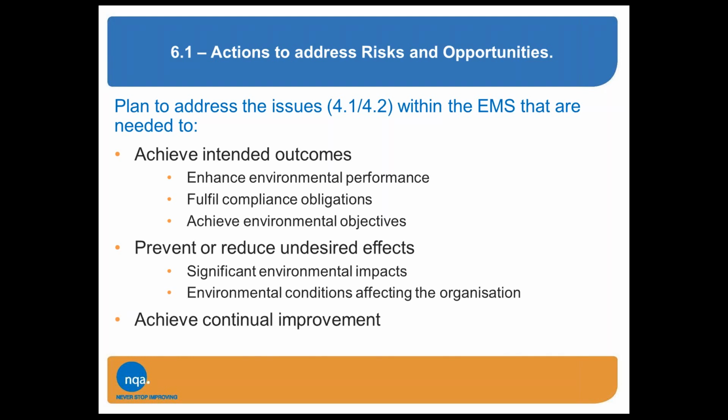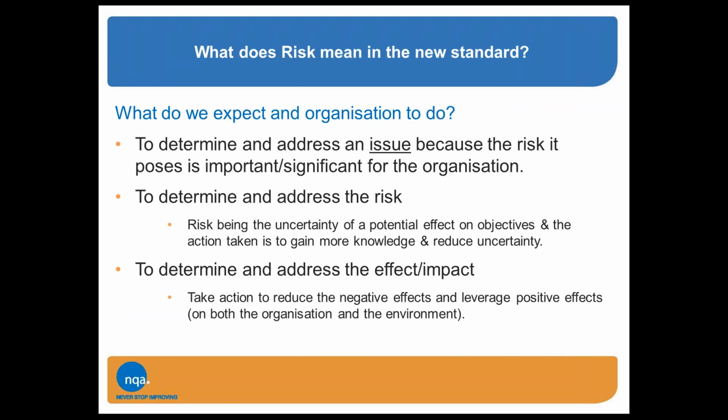And the standard requires that an organisation is able to achieve the intended outcome of its management system, prevent or reduce undesired effects, and achieve continual improvement in both environmental performance and the system itself. And again, we keep coming back to this term, achieve continual improvement. So expect an organisation to determine and address an issue because the risk it poses is considered significant for the organisation. This is not too dissimilar to the existing aspects and impacts process.